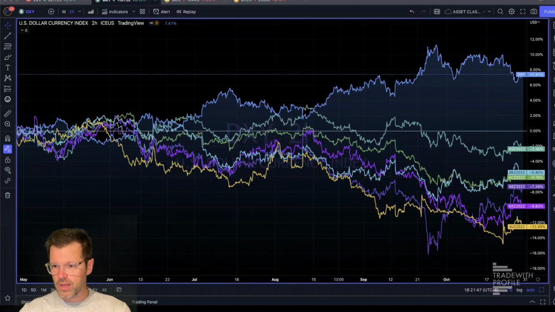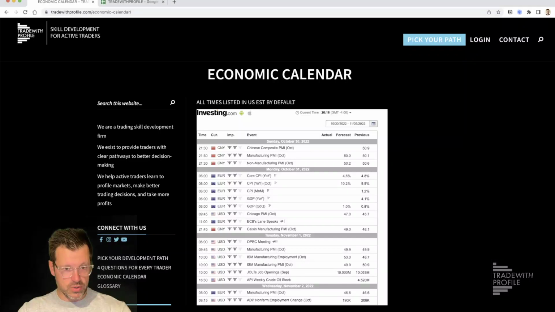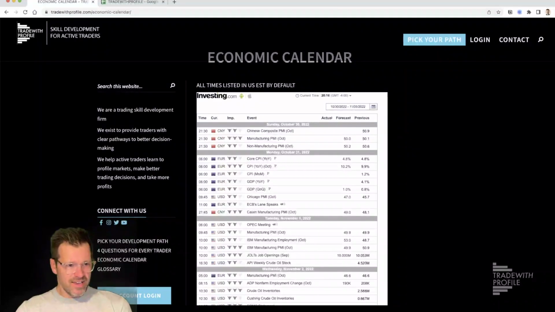Now, the next place we go to start the week is to look at the calendar and specific catalysts there. You can find this on the TWT website. What do we have? We've got GDP and CPI coming out of Europe on Monday. That's going to be pre-open and will likely give us some movement. Be aware of that.